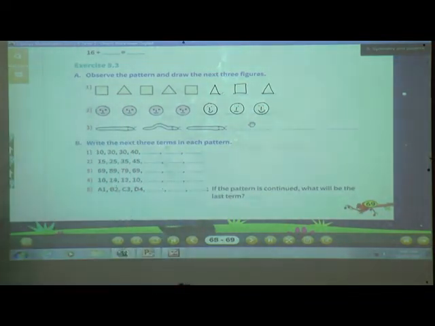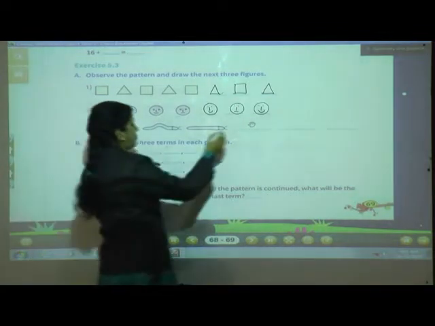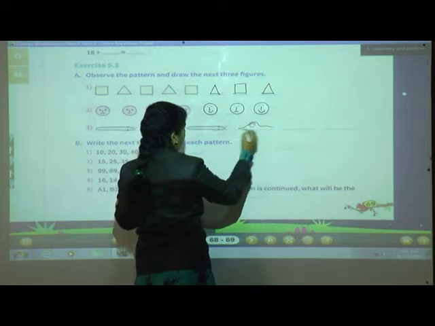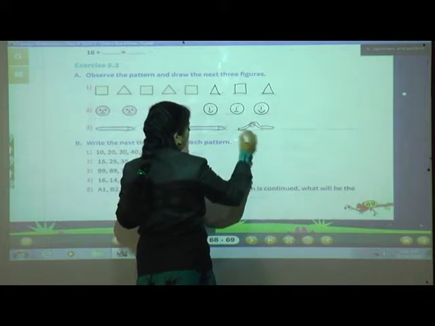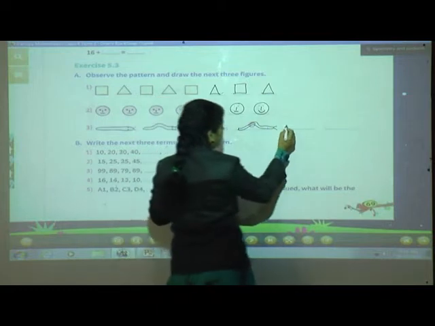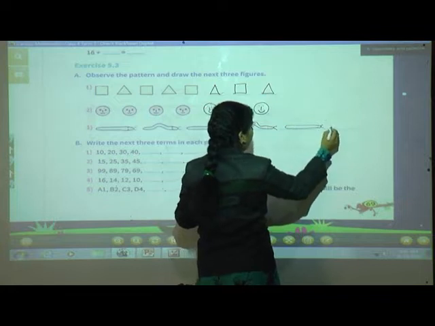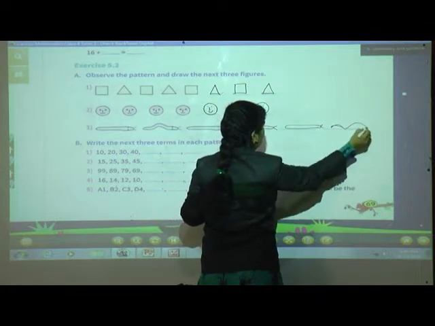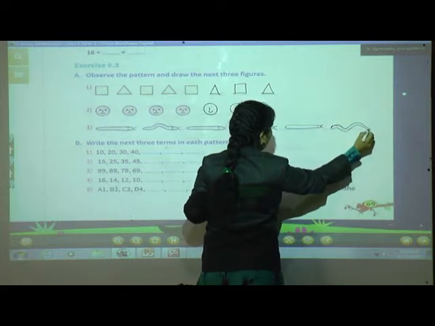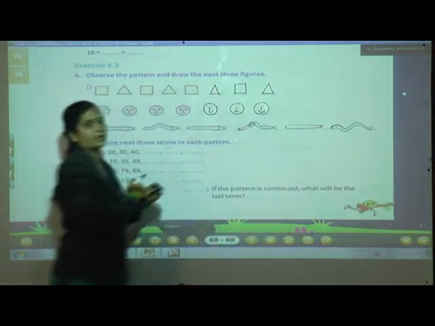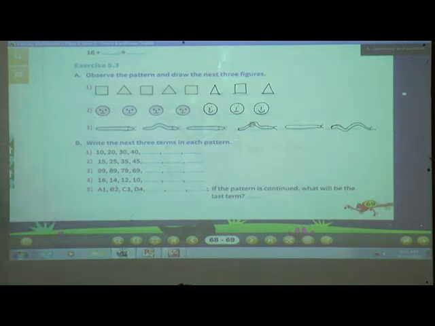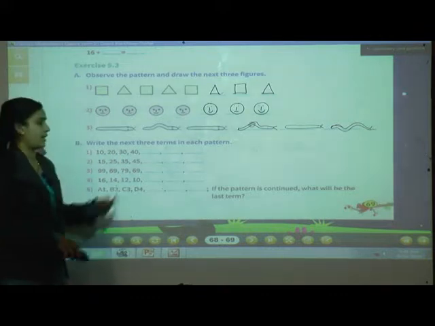Understood? Now here, observe this figure. What should I write here? Yes, okay, good. Again here straight one. Here again, okay. So like this you can complete your pattern.